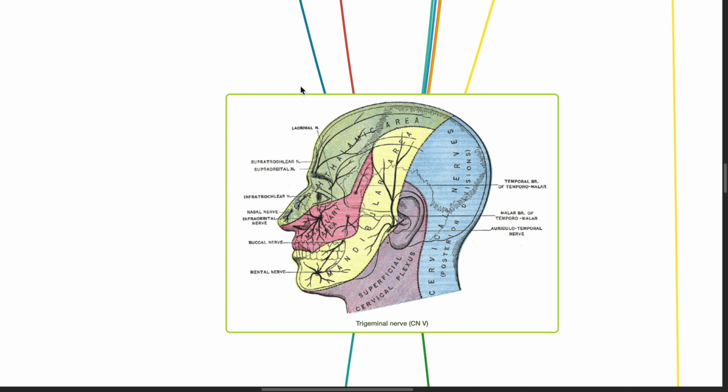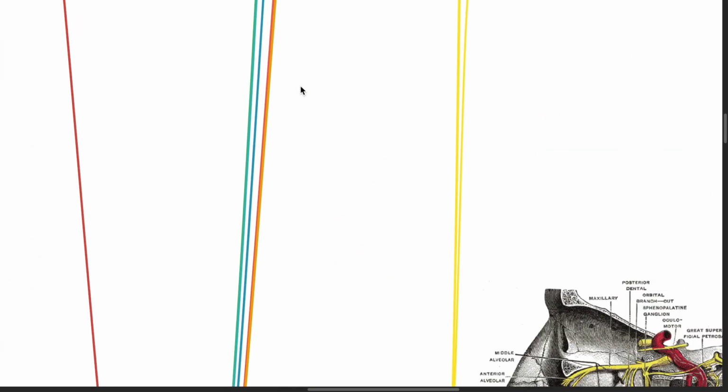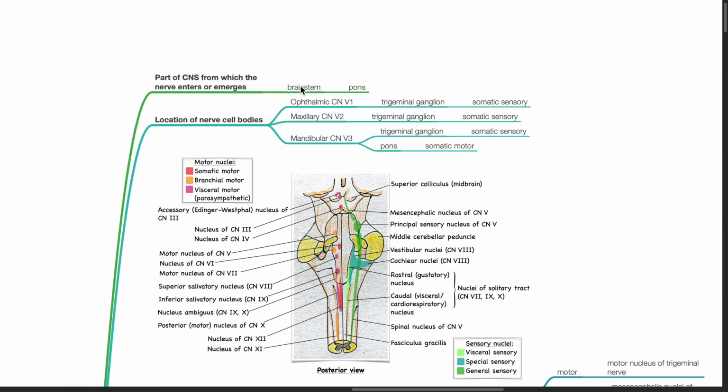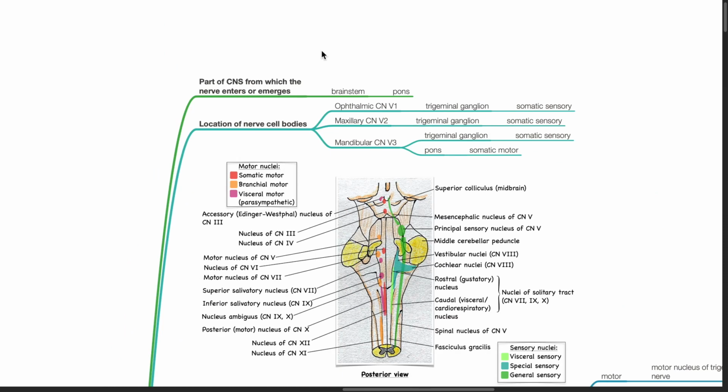Today we'll be discussing cranial nerve 5, the trigeminal nerve. Cranial nerve 5 emerges from the brainstem at the pons. Location of nerve cell bodies: the ophthalmic division, cranial nerve V1, from the trigeminal ganglion. For the maxillary division, cranial nerve V2, from the trigeminal ganglion. And for the mandibular division, cranial nerve V3, from the trigeminal ganglion for somatic sensory, and from the pons for somatic motor.